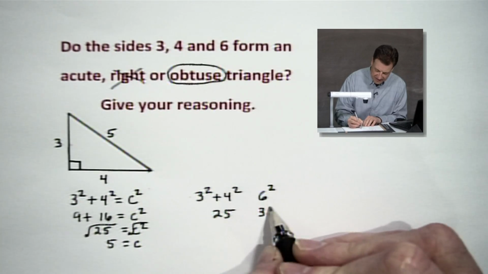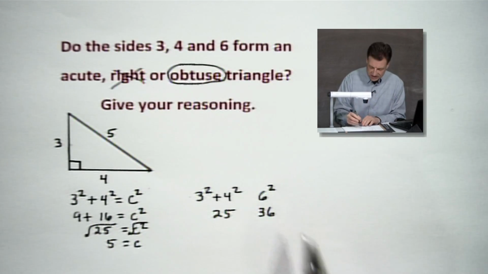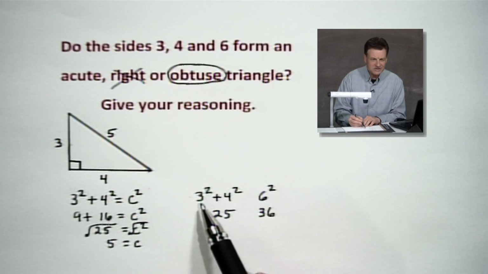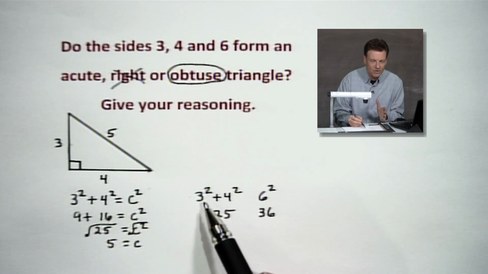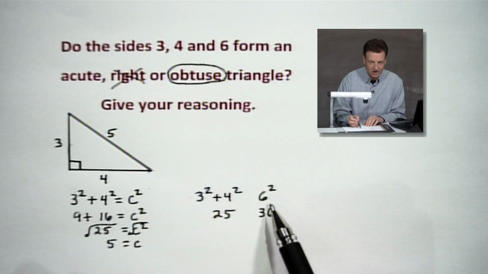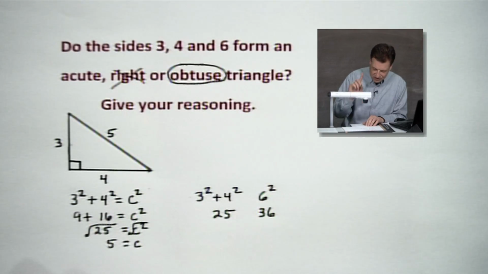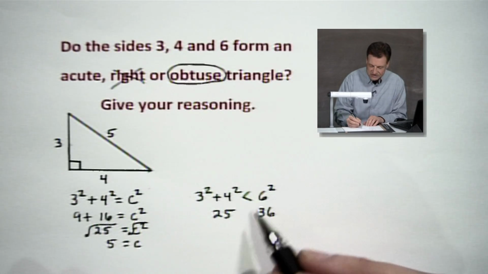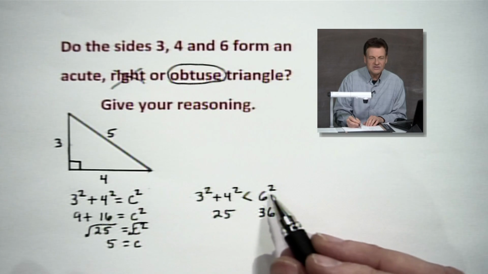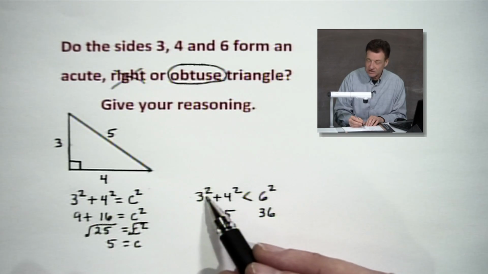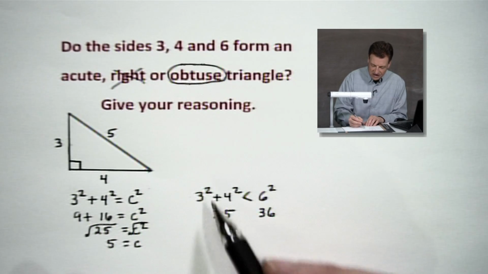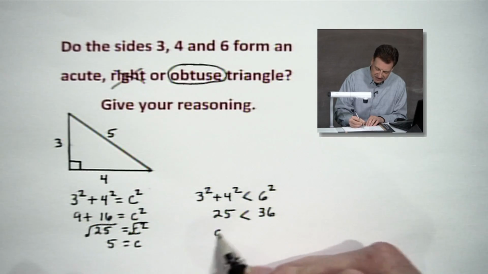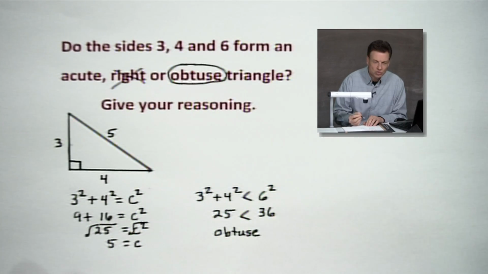And this is 36. Folks, the way it's going to be obtuse is if this C squared, or this third side, the longest side, is larger. Do not put 6 and 4 together or 6 and 3. 6 has got to go over here when we do this little trick. Better make sure we're all good on that. In this case, the sum of the squares of the two smallest sides is smaller than the square of the third side. So 3 squared plus 4 squared, we got 25. 6 squared is 36. That is going to signify that we have obtuse.